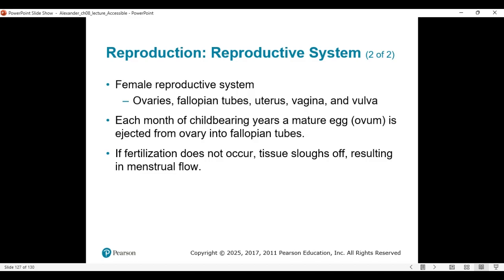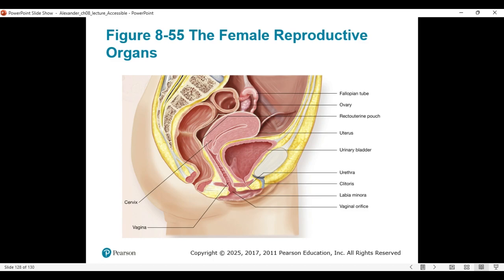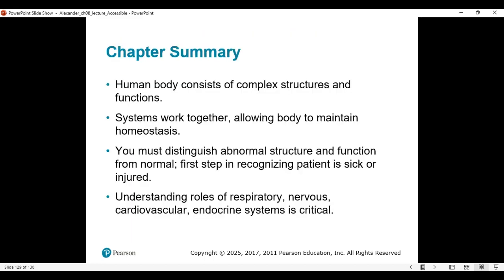Each month, a female of the childbearing ages will create an ovum or an egg, and it's ejected from the ovaries into fallopian tubes. If fertilization does not occur, the epithelial tissue in the uterus will slough off, and this is what creates the menstrual flow. Nice picture of the female reproductive organs.